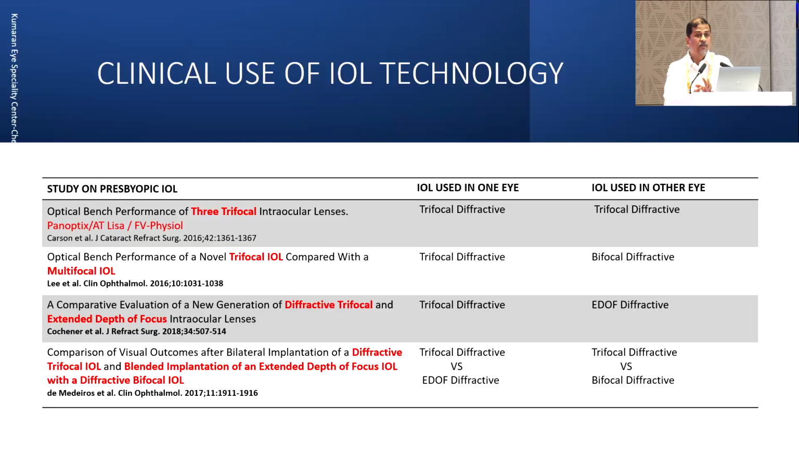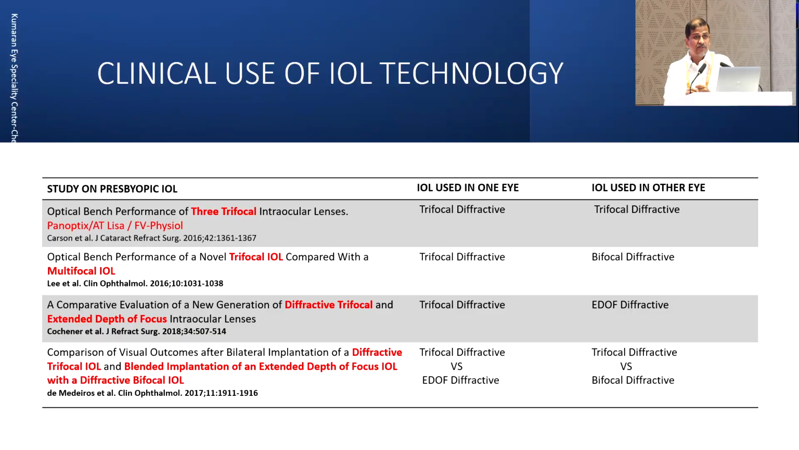She shortlisted all the studies available in the last 10-20 years using all these lenses. So as you could see, different kinds of trifocals have been mismatched. All permutation and combination have been tried in one eye and both eyes. So these studies have implanted 3 different kinds of IOLs, the Panoptix, Atlaza, and the Epiphysiol.